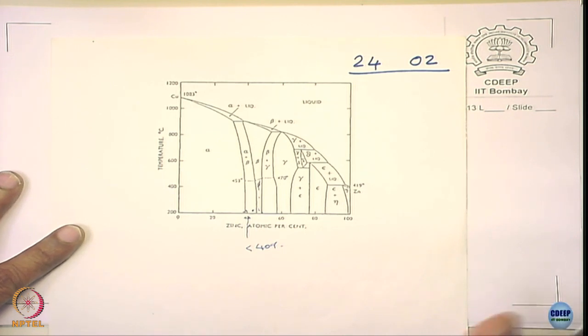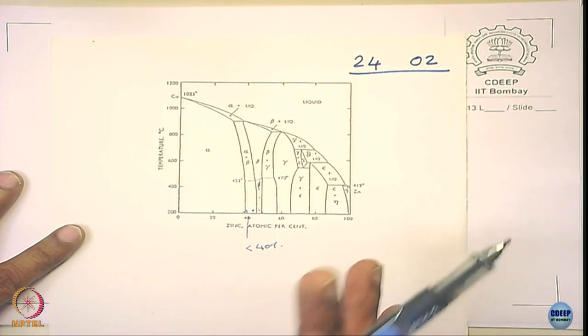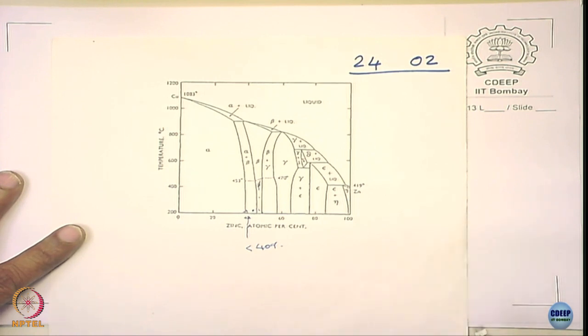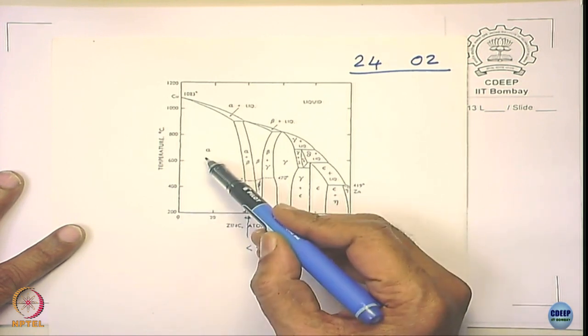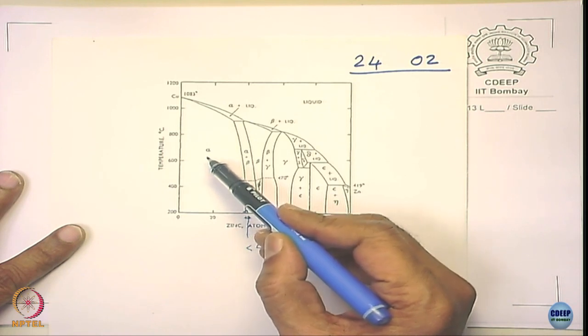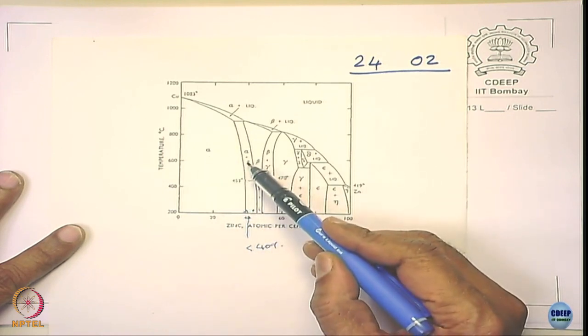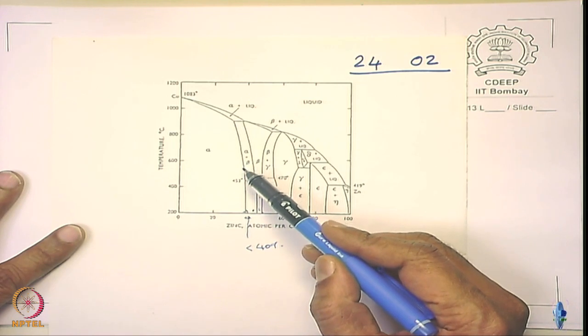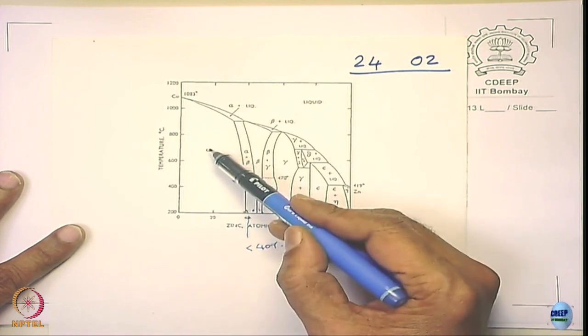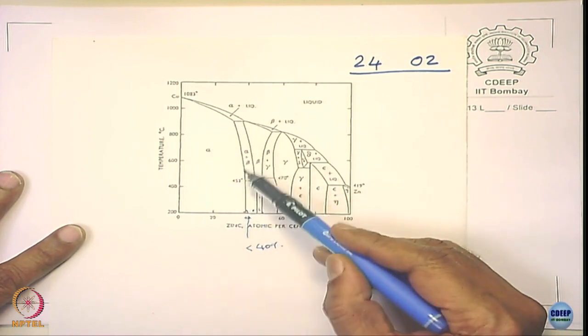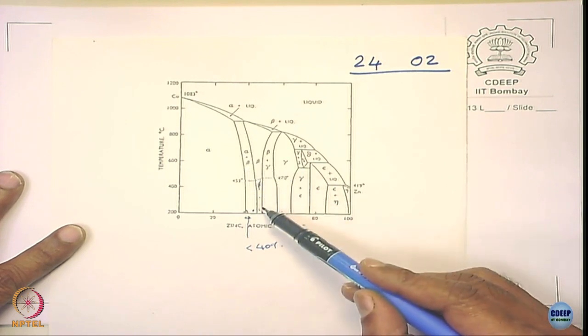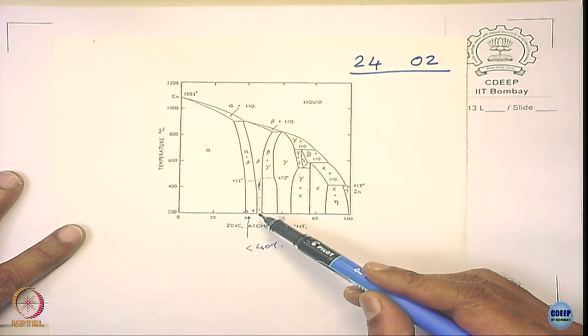From the point of view of real engineering applications, the alpha phase and alpha plus beta phases are important. We call them alpha brasses, alpha plus beta brasses, and beta brasses, the Muntz metal. So, these are all very familiar to you.